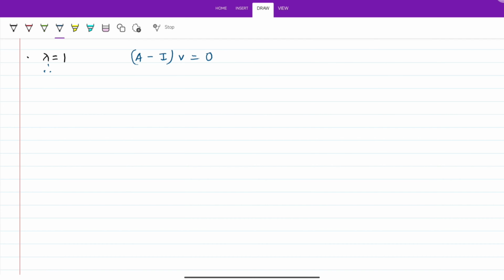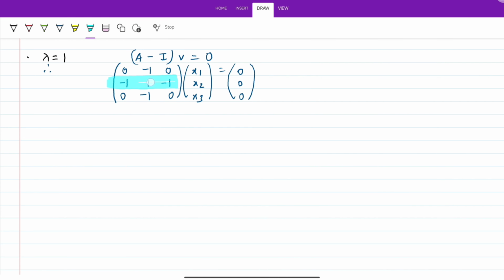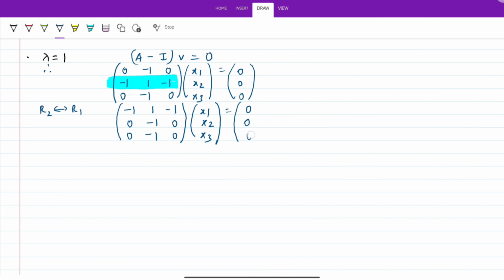And this gives us the matrix 0, negative 1, 0, negative 1, 1, negative 1, 0, negative 1, 0 times v, which will be x1, x2 and x3, is equal to 0, 0, 0. Here we see that R2 has all non-zero entries, so we will be exchanging R2 with R1. So we perform the ERO, R2 exchanges with R1, and as a result we get the matrix, this times x1, x2, x3 is equal to 0, 0, 0.